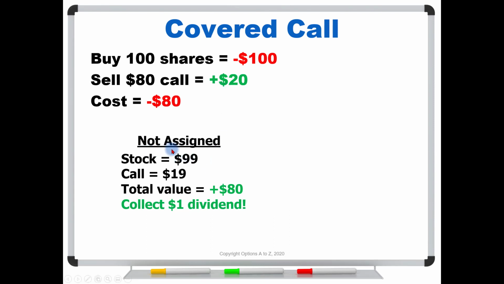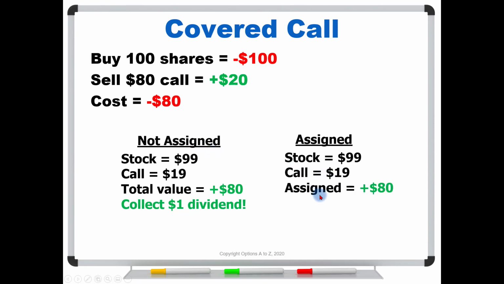So this is what we're hoping for, that we don't get assigned. But what happens if we do get assigned? Well, as before, the stock price drops to 99 and our call price drops to 19. So at this point, no difference from when we were not assigned over here. However, if we get assigned, we are going to receive $80 per share.